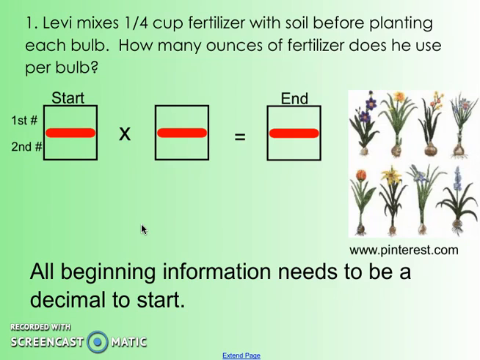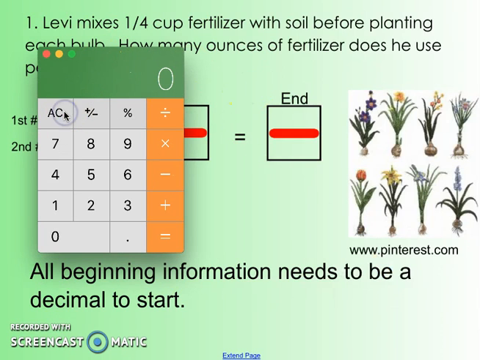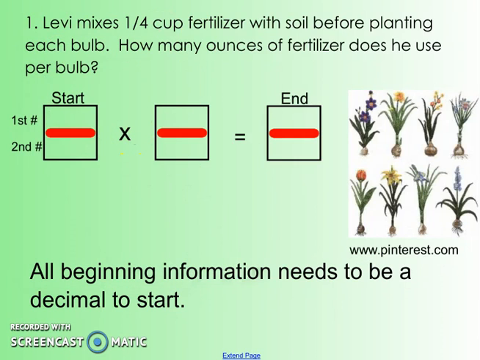Next one: Levi mixes 1/4 cup fertilizer with soil before planting each bulb. How many ounces of fertilizer does he use per bulb? Now here's some information at the bottom. It says all beginning information needs to be a decimal to start. So 1/4 cup is what's given to us, and that is not in decimal form right now. So how do I change 1/4 to a decimal? Yep, 1 divided by 4, and I get 0.25. So let's put that in as our starting amount.